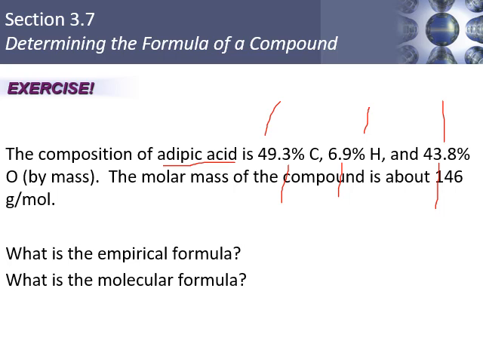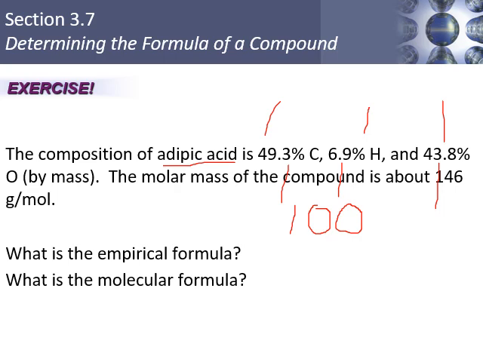So that's what we're going to do here. So here are the steps. First of all, assume you have 100 grams, and then change the percentages to grams. So for carbon, again, as I said before, you want to change that from 49.3% to 49.3 grams. So do that for all of them, and then divide by how many grams are in a mole, how much 1 mole weighs for each of them.